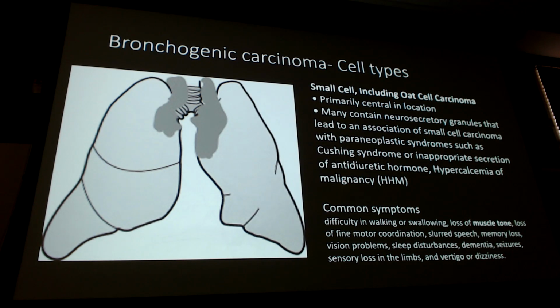Small cell carcinoma, specifically the oat cell, secretes an antidiuretic hormone. It mimics patients that have Cushing's or what's called SIADH, syndrome of inappropriate antidiuretic hormone release, right? So why is this important? Well, first of all, your symptoms are right down here. Difficulty in walking and swallowing, loss of muscle tone, slurred speech, vision problems, sleep disturbances, right?